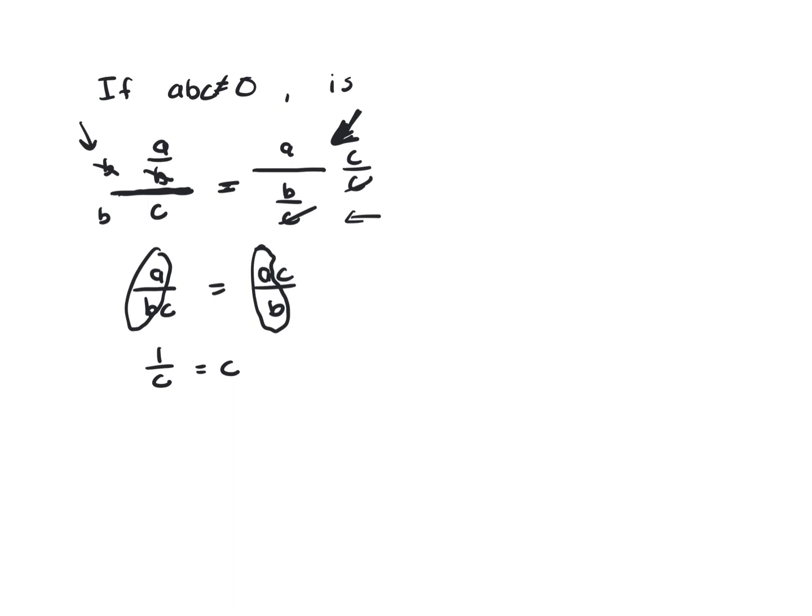And if I clear my fractions, I'd multiply both sides by c, and those c's cancel, and I'm left with 1 equals c squared, or c squared equals 1. So that's really what I'm trying to find.